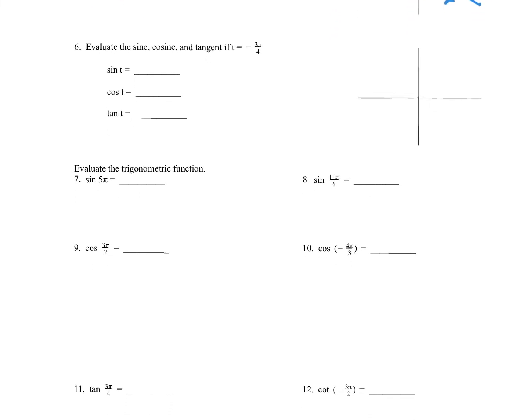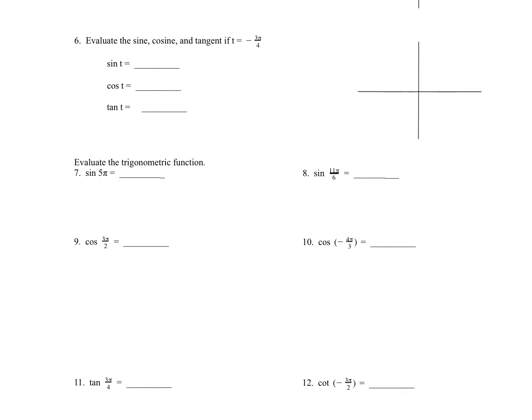Head on down. Number 6, evaluate the sine, cosine, and tangent of. Okay, so this is negative. So if I go backwards, this is negative 4 pi over 4. So it's not quite there yet. And it's a 45 degrees. So it's here. So this is my angle right here, negative 4 pi over 4. That's a 45 degree.